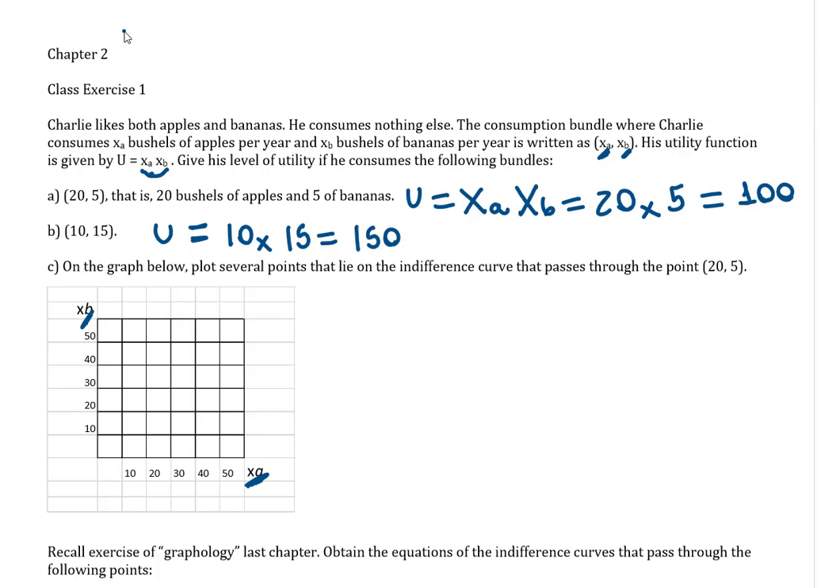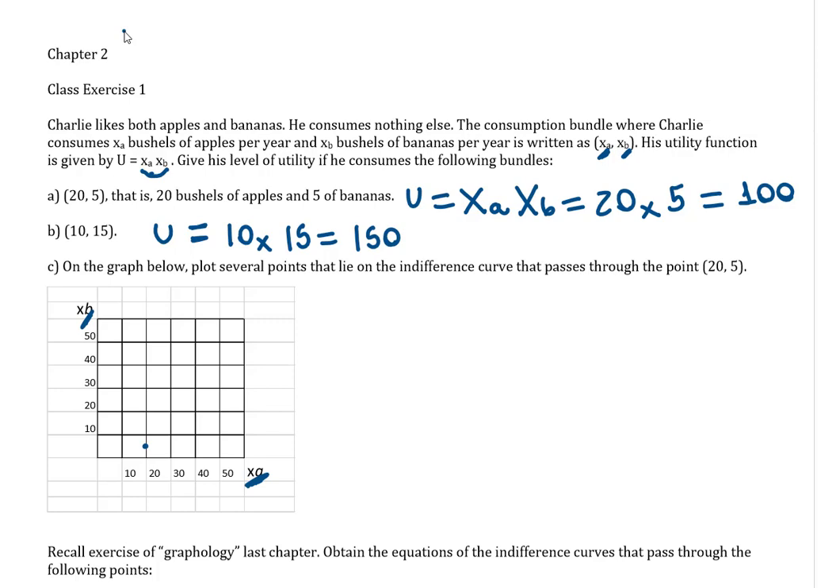So on the graph below, plot several points that lie on the indifference curve that passes through the point 20, 5. Well, there's the easy way to do that and there's the hard way to do that. Let's start with the hard way. Well, what do I know? That the indifference curve passes through the point 20, 5. This point is here. If the points lie on the same indifference curve, what do I know about these points? I know that they give me the same level of happiness. That's why it's called an indifference curve. Every point on this curve yields the same level of happiness, or the same level of utility.